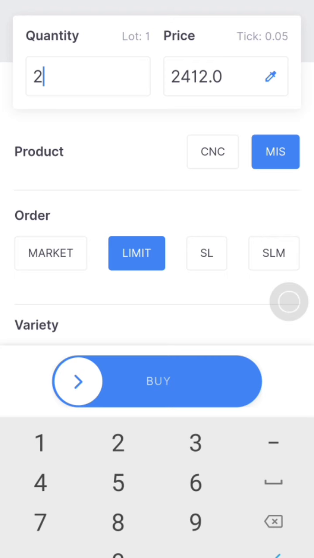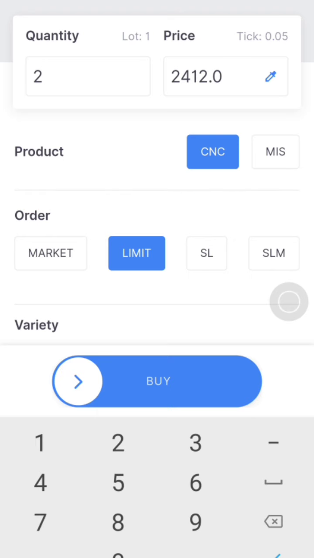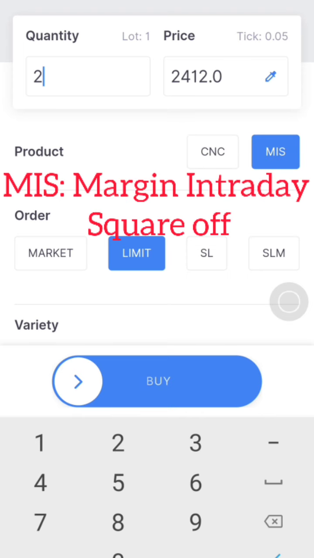Then the product is showing CNC as well as MIS. What do CNC and MIS mean? CNC means cash and carry. Cash and carry means it's a long-term investment or delivery. When you are buying a share and keeping it for a longer time, you can keep it for 1 year, 2 years, 4 years, any number of years. This is called CNC, that's cash and carry. There's something called MIS. MIS means margin intraday square off.